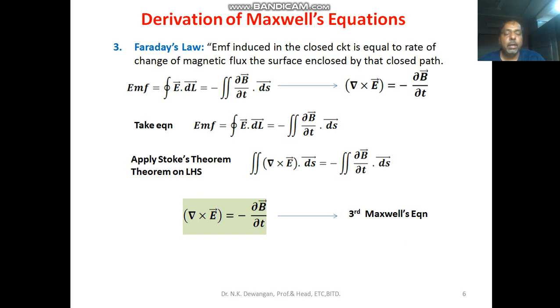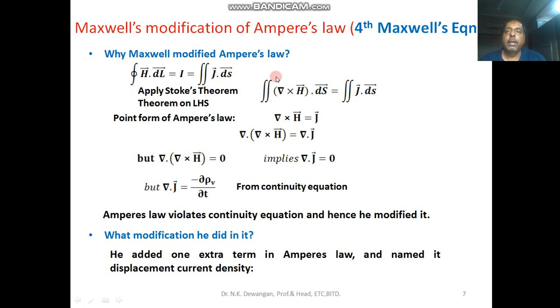So you see that the first three equations were written in integral form, and Maxwell converted them into differential form and accepted these three laws as they are. He did not change any term in those laws or add any terms, but he modified Ampere's law. In the next class we will see why Maxwell modified Ampere's law and what modification he made in that law.